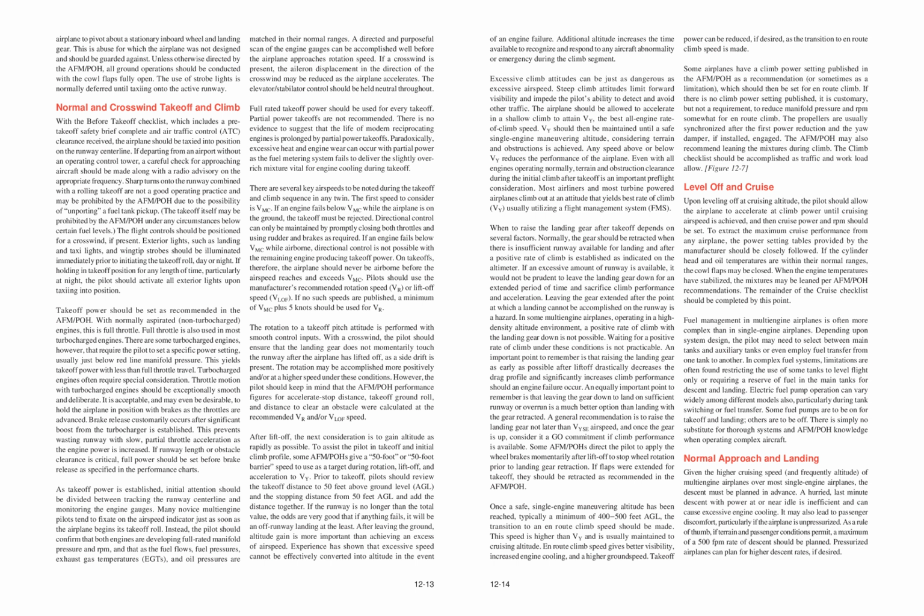If runway length or obstacle clearance is critical, full power should be set before brake release as specified in the performance charts. As takeoff power is established, initial attention should be divided between tracking the runway centerline and monitoring the engine gauges. Many novice multi-engine pilots tend to fixate on the airspeed indicator just as soon as the airplane begins its takeoff roll. Instead, the pilot should confirm that both engines are developing full rated manifold pressure and RPM, and that the fuel flows, fuel pressures, exhaust gas temperatures (EGTs), and oil pressures are normal.